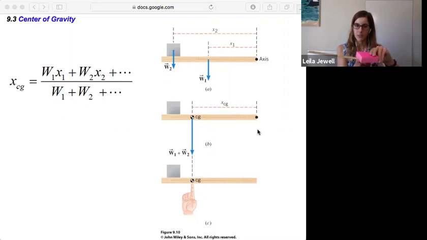I don't know if it will actually balance, but we can do the calculation. We're not going to do that here, but if you're interested, it's something that can be calculated.